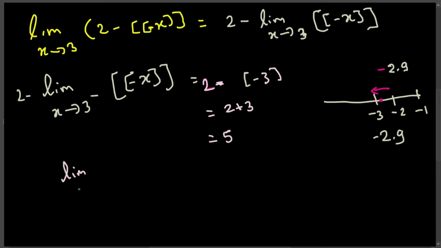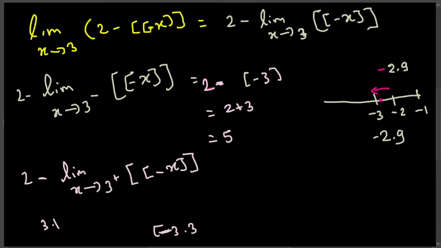The limit as x approaches 3 from the right side. Again, we can write this in this pattern, 2 minus the greatest integer of negative x. Here we have to look at a value that's greater than 3. We can put 3.1. If we plug 3.1 in, this is going to become negative 3.1, since we have a negative sign inside.